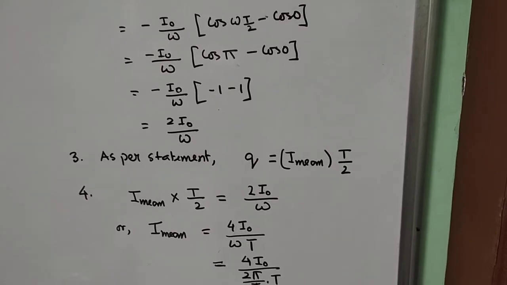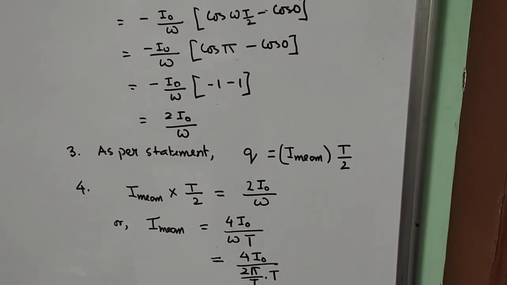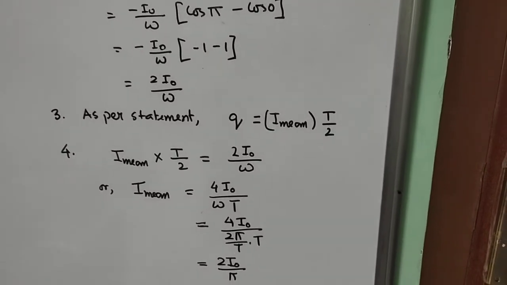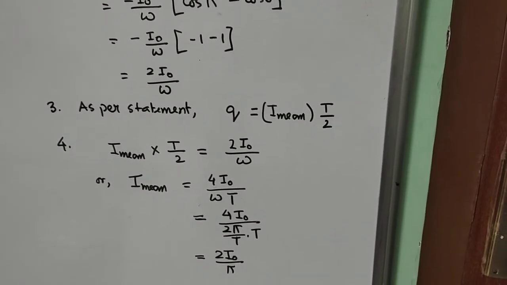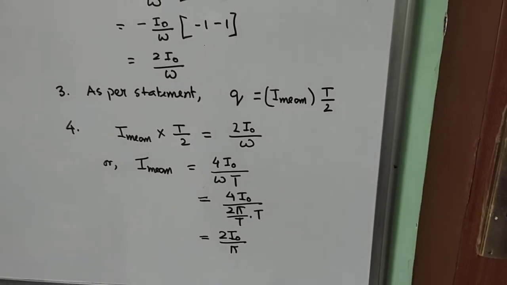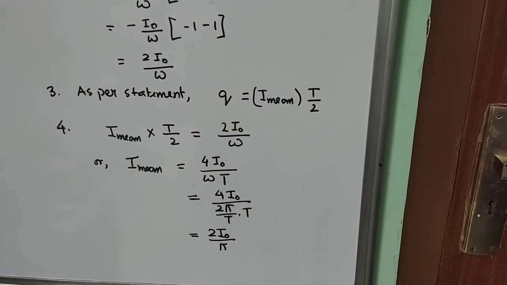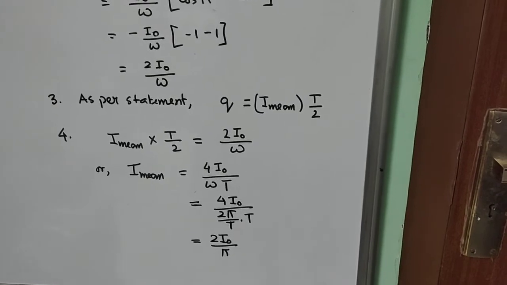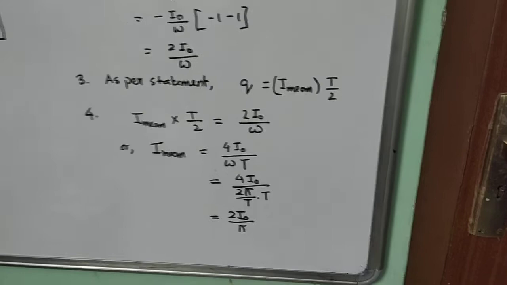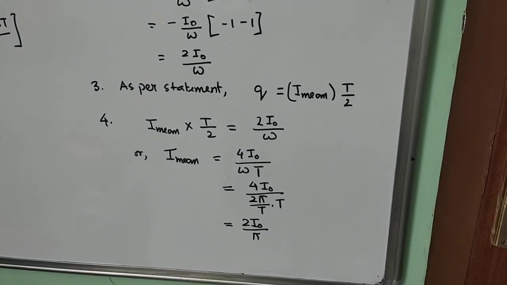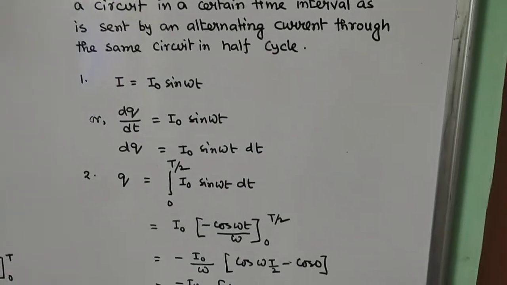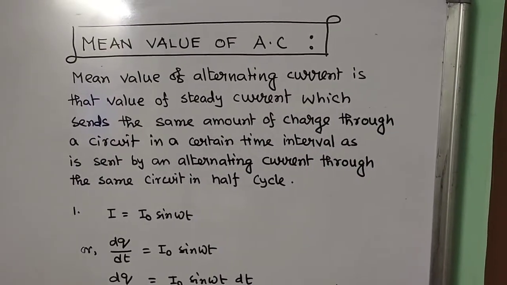So what happened? 4 I naught by omega, capital T, 4 I naught, omega equal to 2 pi by T, so dT goes off. So 2 and 4 goes off, 2 I naught by pi. So the mean value expression is 2 I naught by pi. You can substitute the value for pi and simplify, it's up to you. But the general expression is, the mean value of AC is 2 I naught by pi. So this is the mathematics part, and this mathematics comes out from the statement.